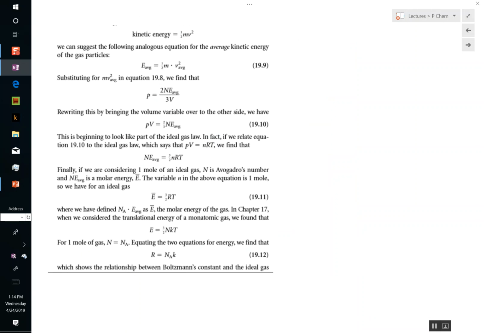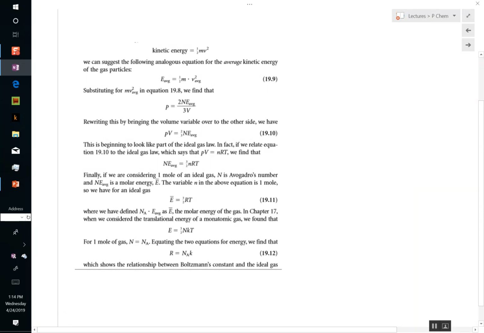All right, I think we got to this one, working down through kinetic energy, getting down to this relationship of the ideal gas law constant to the Boltzmann constant, and they're related to each other just by Avogadro's number.